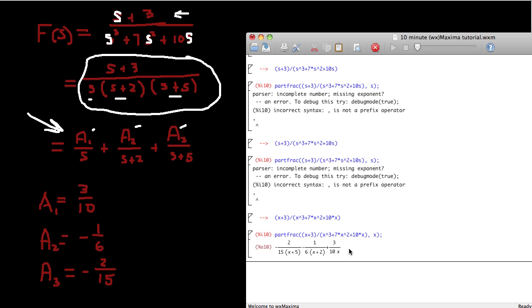So as long as you don't make mistakes typing things in, it is really a pretty powerful piece of software. Okay, so we'll be going through some more examples of partial fraction expansions and of methods of using the WX Maxima, which I hope that we all become proficient in as we're moving along.